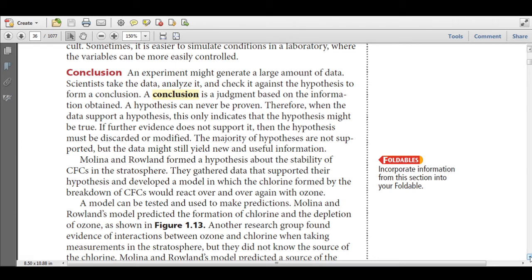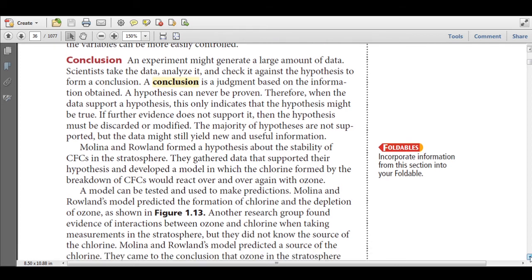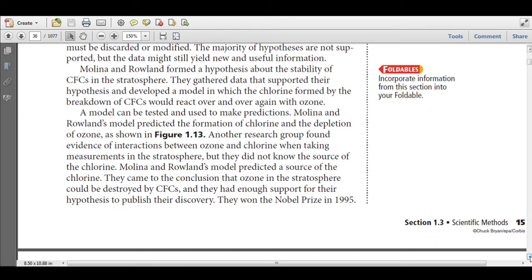Molina and Rowland formed a hypothesis about the stability of CFCs in the stratosphere. They gathered data that supported their hypothesis and developed a model in which the chlorine formed from the breakdown of CFCs would react over and over again with ozone. A model can be tested and used to make predictions. Molina and Rowland's model predicted the formation of chlorine and depletion of ozone.